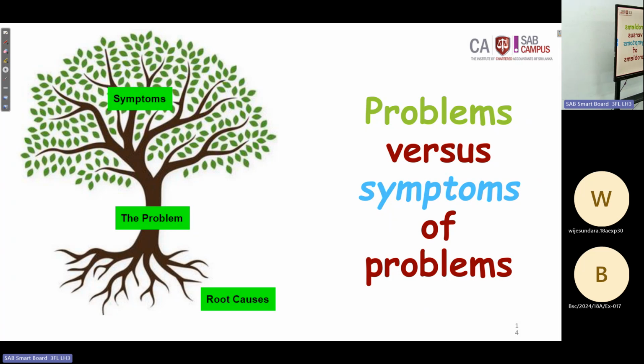So then what do you mean by symptoms? Symptoms. By looking at one topic, by just looking at this image, identify what you mean by a symptom, what you mean by a problem, and the causes for it.